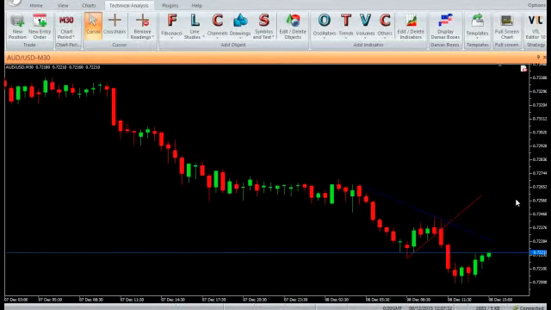Buy. Enter buy trade when price crosses above the projection of the blue line on the current bar from below. Place stop loss below the support trend line. Sell. Enter sell trade when price crosses below the projection of the red line on the current bar from above. Place stop loss above the resistance trend line.